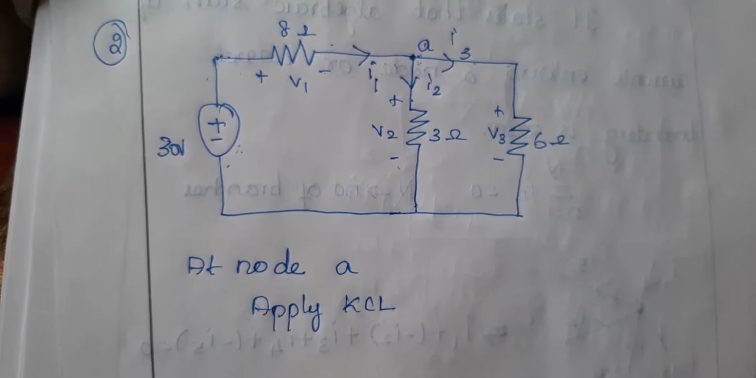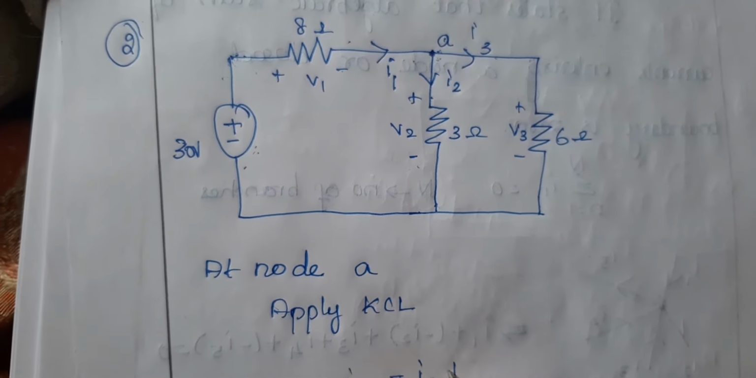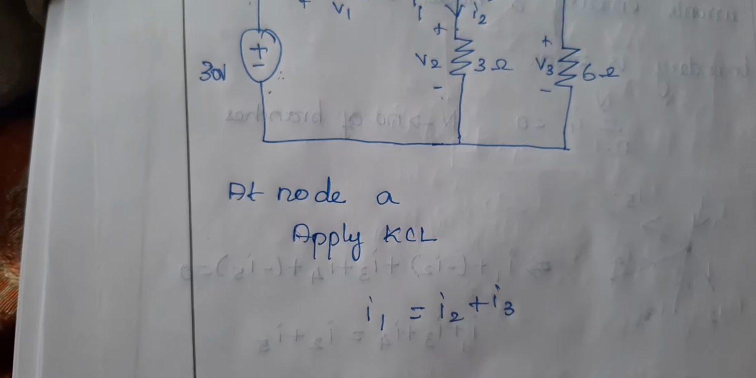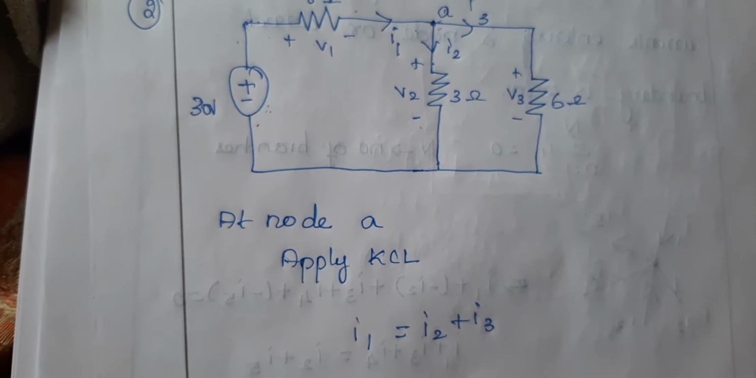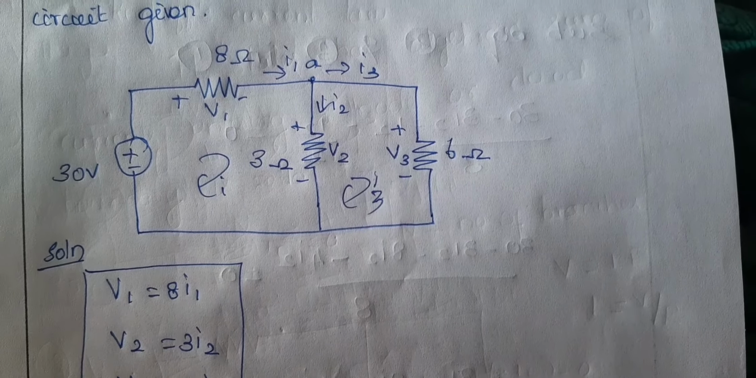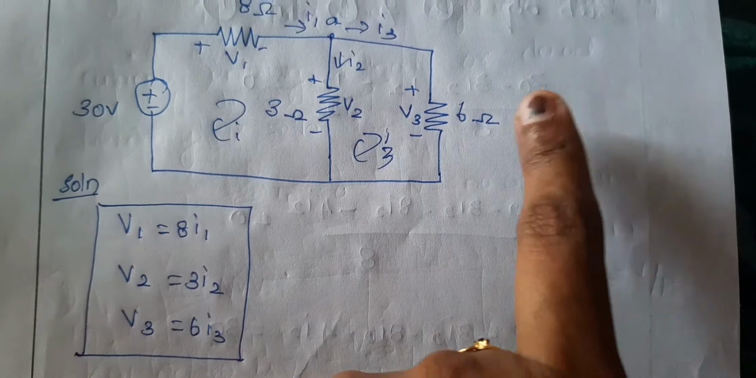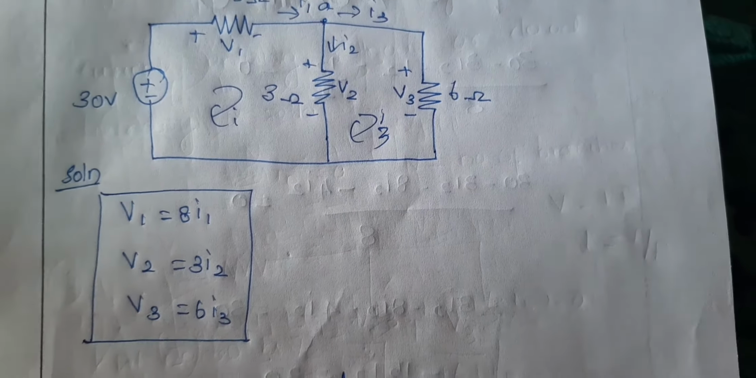So at node A, what are the entering currents? I1. What are the leaving currents? I2 and I3. Okay, the leaving currents are I2 and I3. So what is the voltage across this resistor? V1 is equal to 8 into I1, the voltage across this resistor is 3 into I2, and the voltage across this resistor is 6 into I3.